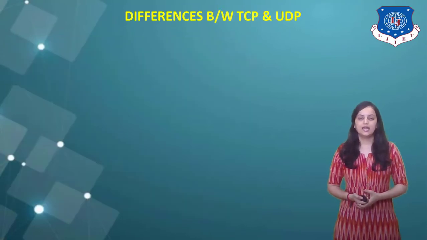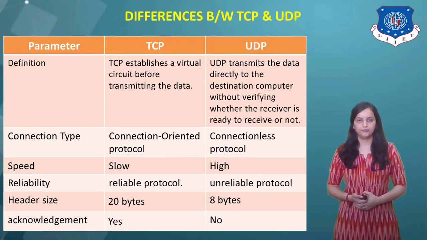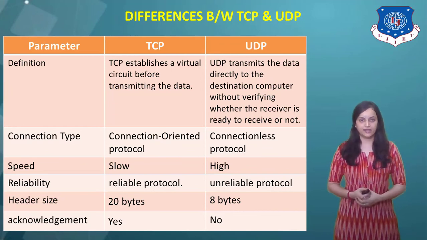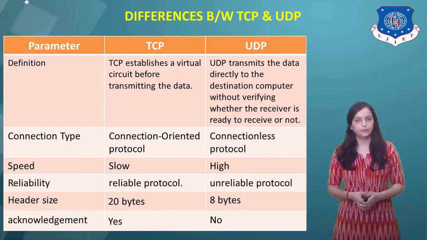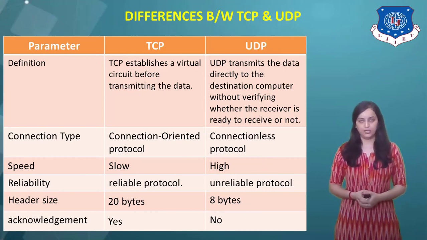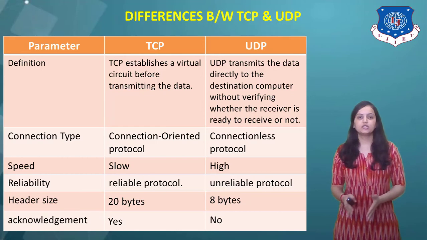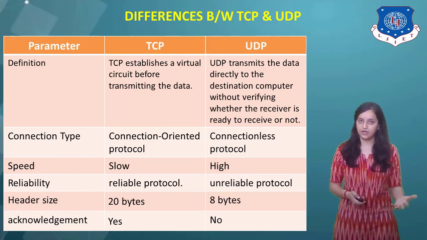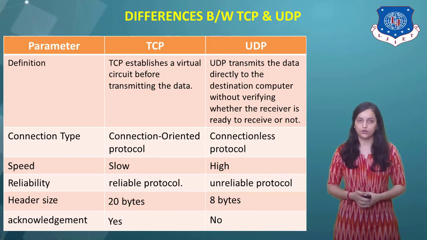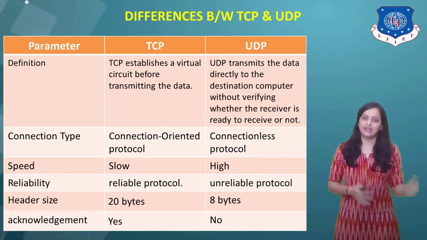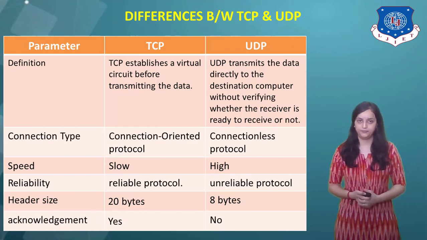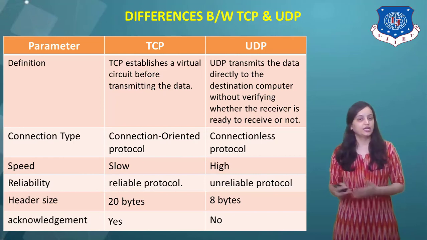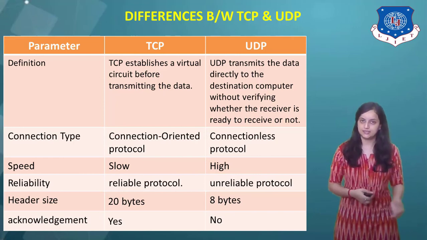Now, let us see the differences between TCP and UDP. We have seen the two main protocols at the transport layer, TCP and UDP, that means Transmission Control Protocol and User Datagram Protocol. Now let us consider the basic differences between them. First, the definition. TCP establishes a virtual circuit before transmitting the data. That's why it is called a connection oriented protocol. And UDP transmits the data directly to the destination computer without verifying whether the receiver is ready to receive or not. Connection type in TCP is connection oriented and UDP is connectionless.